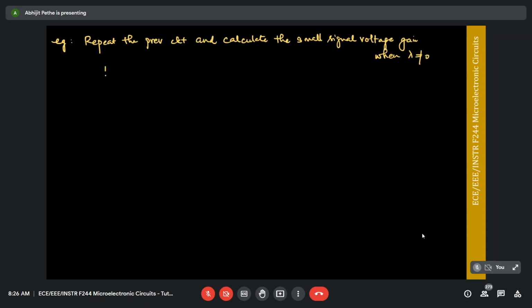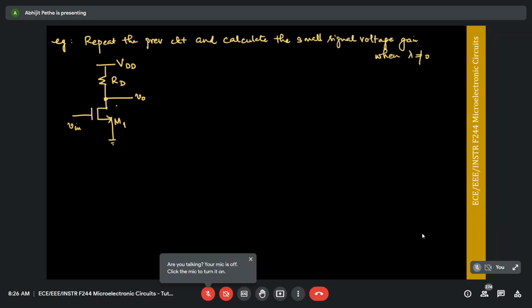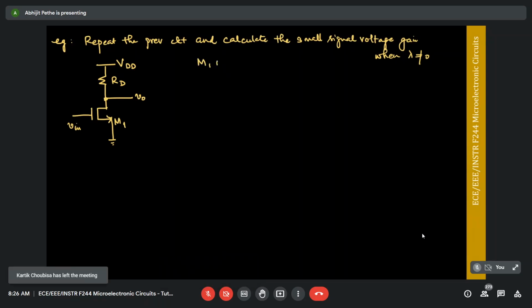So let's draw the circuit, and tell me what is the difference in the small signal model when I have a lambda. We'll have an r0 in parallel to the gm. Very good. So how would you do this? Again, first thing first is look at where the drain, gate, and source nodes are. If nothing is given, also remember we're doing small signal analysis, so M1 is in saturation.